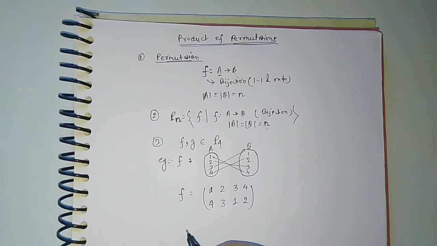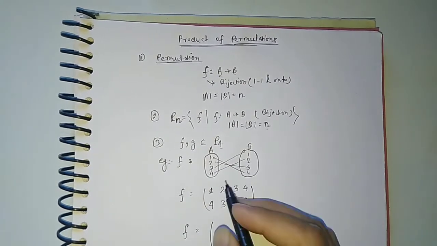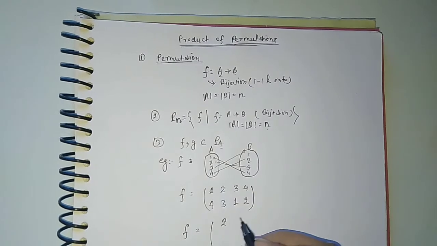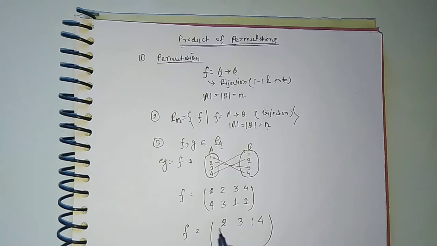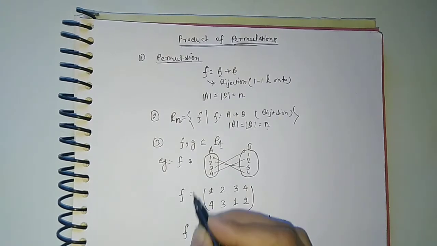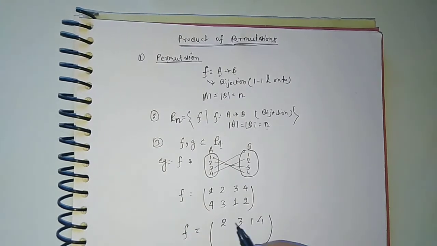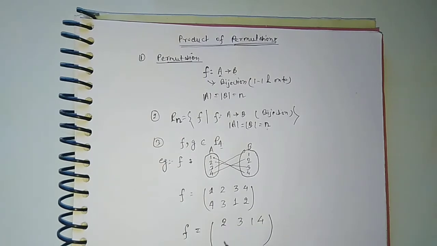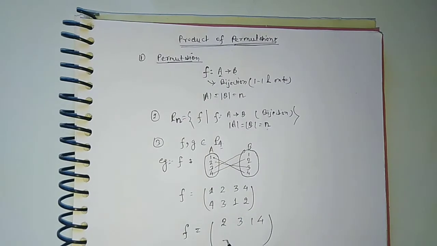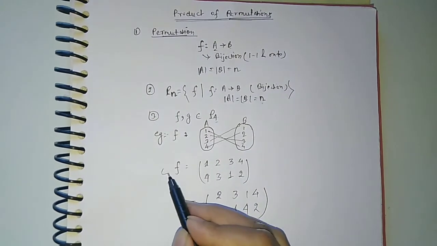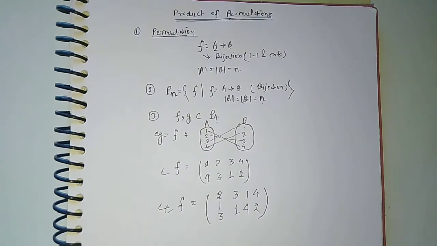Also we can write F as follows, if we write the domain as 2 3 1 4. Then we write the image of 2 first, so image of 2 is 3, so write 3. Image of 3 is 1, image of 1 is 4 and image of 4 is 2. So we can also write this permutation like this, both are equal.